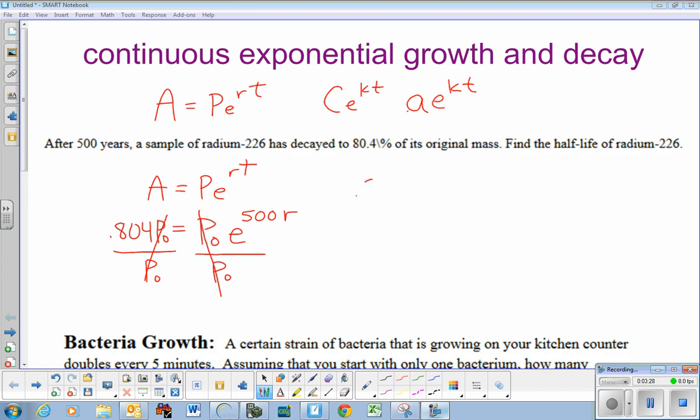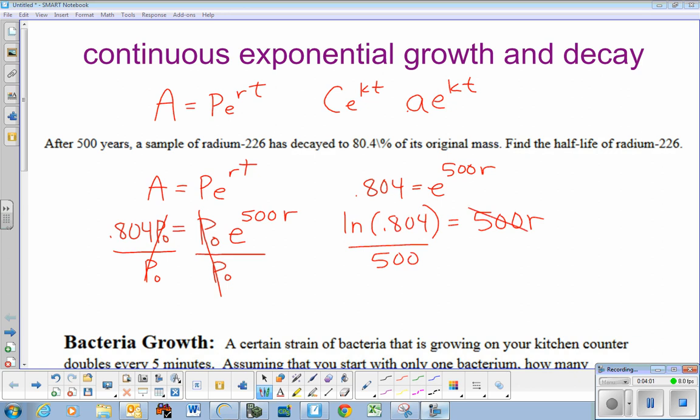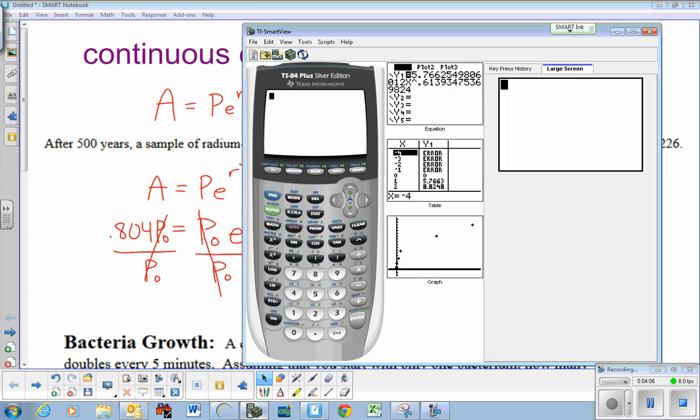So here's where we stand. 0.804 equals e to the 500r. All right, so now we do some calculating to figure out what this r value is. I see that my unknown r is up in the exponent spot, and my base is e, which calls for a natural log of both sides. The natural log of e to the 500r is 500r. I'm going to divide by 500 on both sides and figure out what my r value is. All right, so that's natural log of 0.804 over 500. Make sure you close those parentheses.